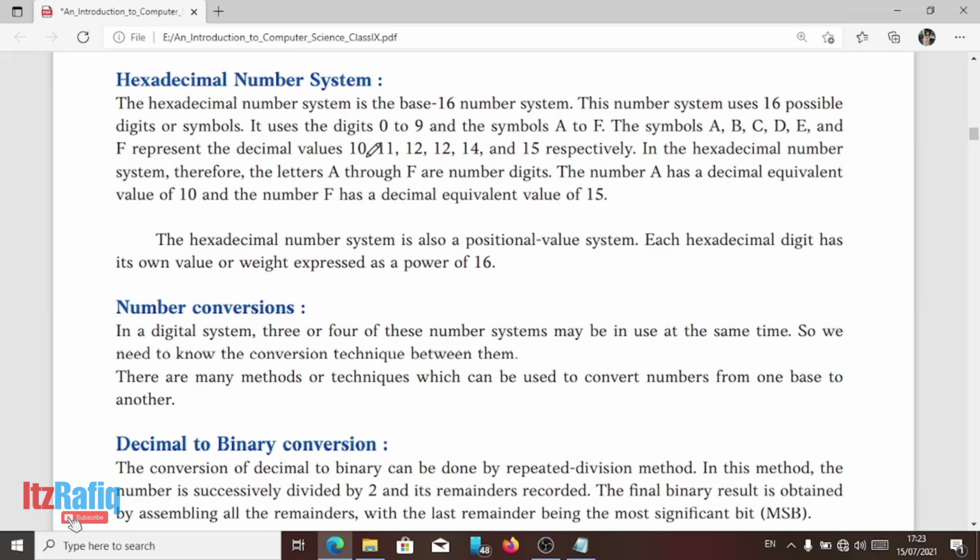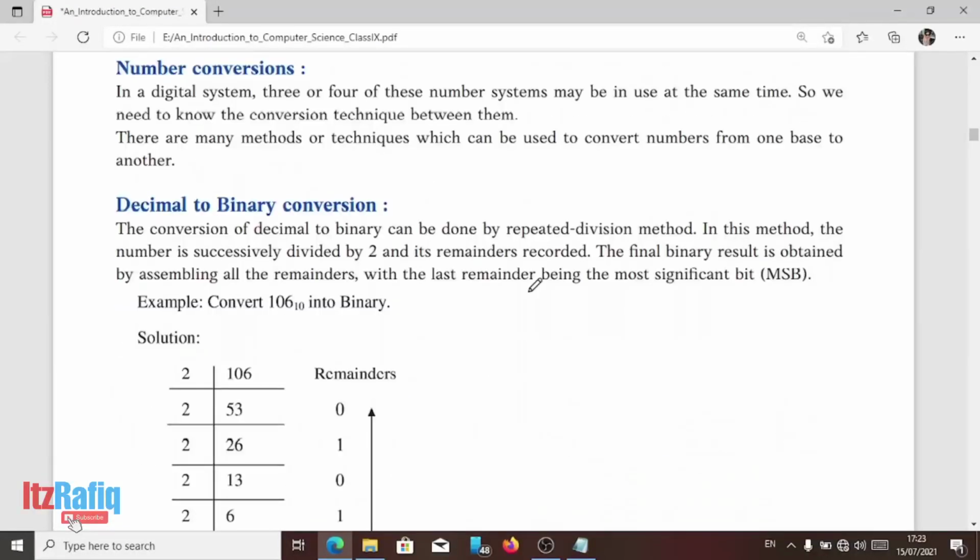Then number conversions. In a computer system, normally we enter information in general English or whatever we use in our day-to-day life, and the computer has to convert this into binary.